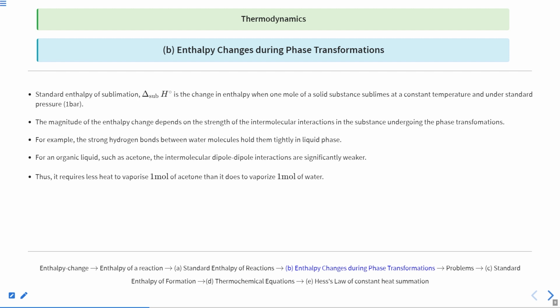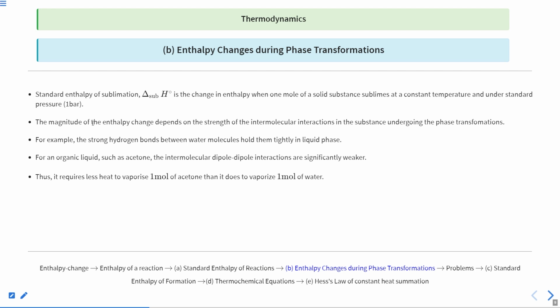Next, the standard enthalpy of sublimation is the enthalpy change when 1 mole of a solid substance changes to a gaseous substance under standard condition and at a constant temperature. See, it is written very clearly. We are not saying constant standard temperature, we are saying constant temperature, and if you are talking about sublimation, that is the sublimation temperature, of course. The pressure is constant and should not change. It should be 1 bar.